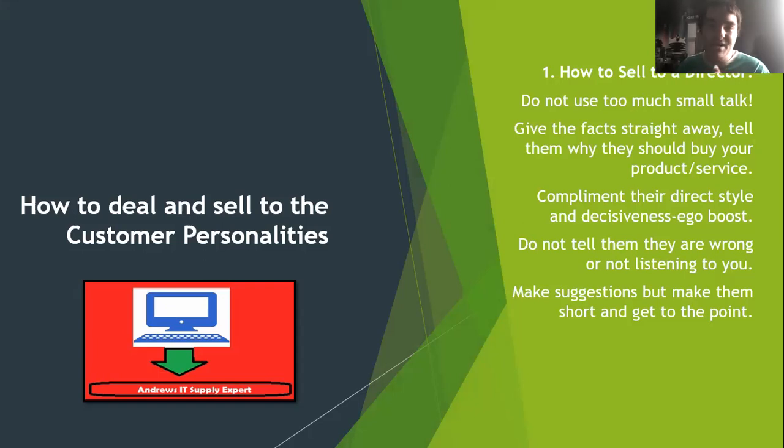Do not say that they are wrong and that they're not listening to you. You have to say that they are listening to you, even if they're only half paying attention, because they're trying to think about what is right for them to purchase the product and service on their own thinking. And the last part is to make suggestions, but make them short and get to the point, so get to the facts. Right, so that's how to sell to a director.